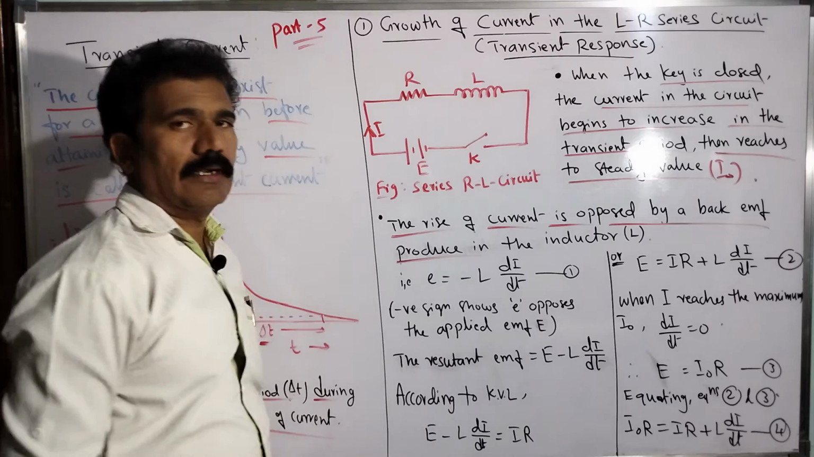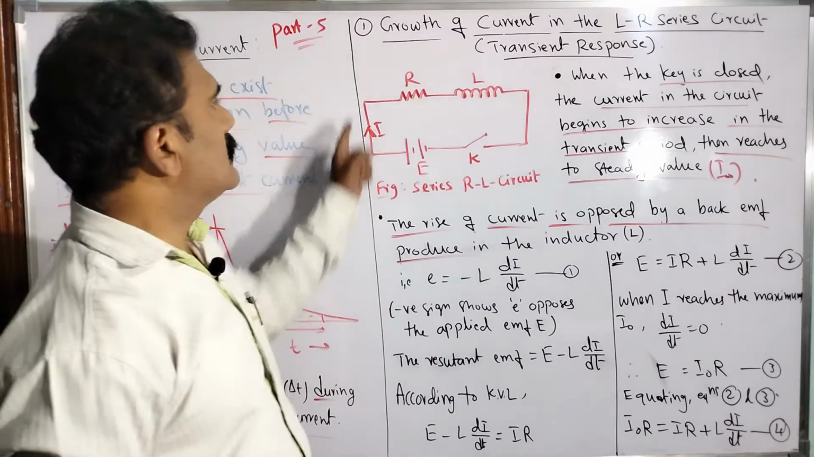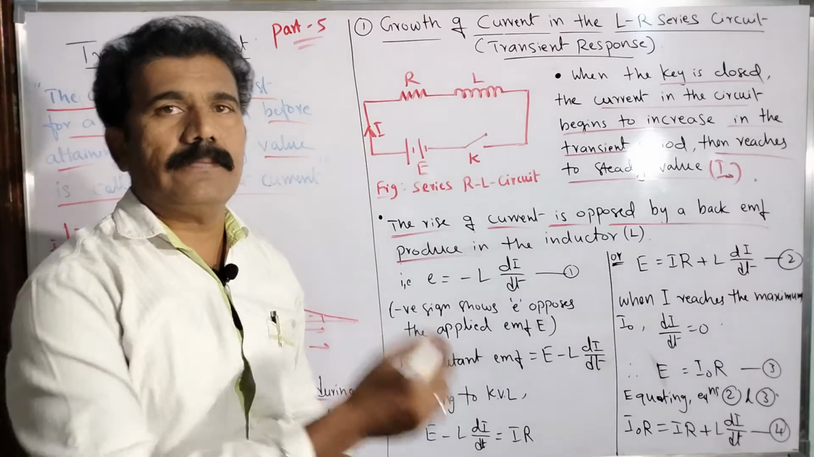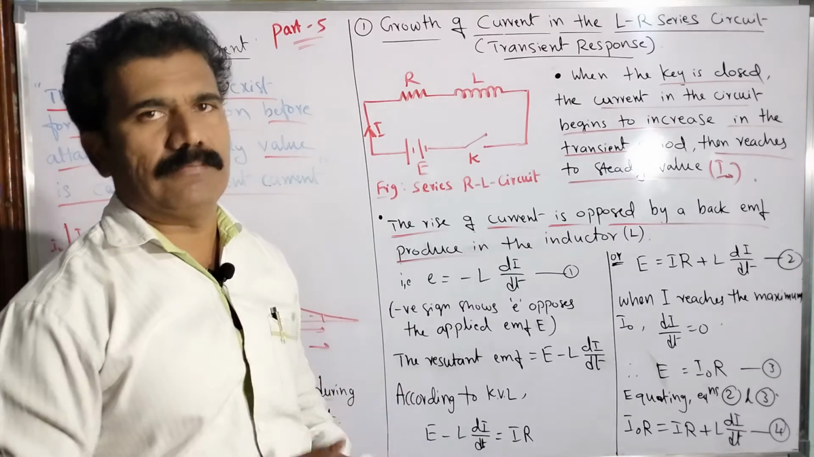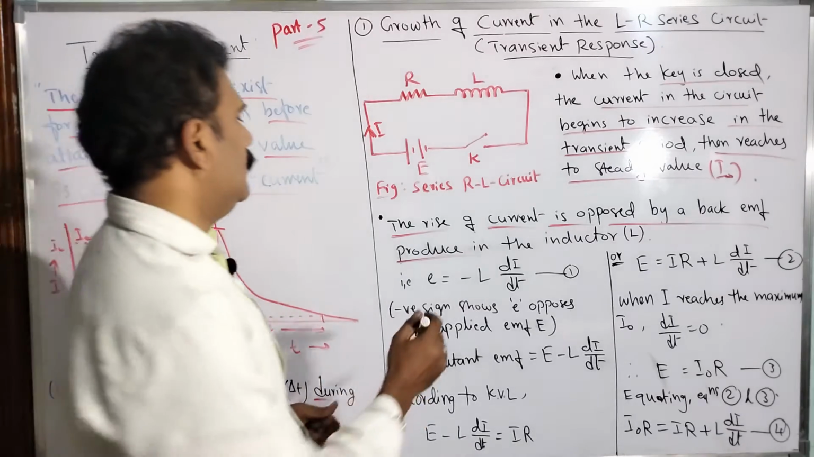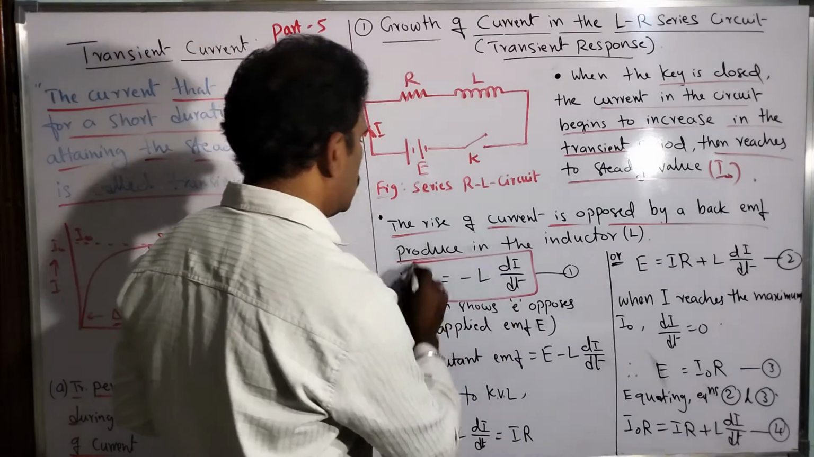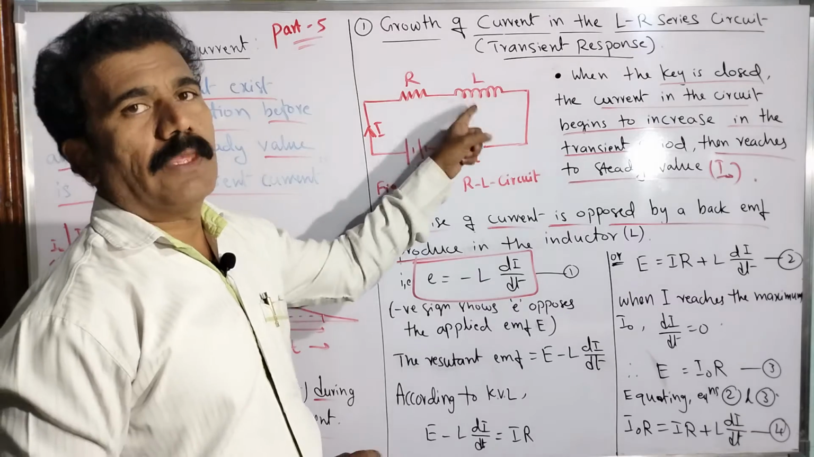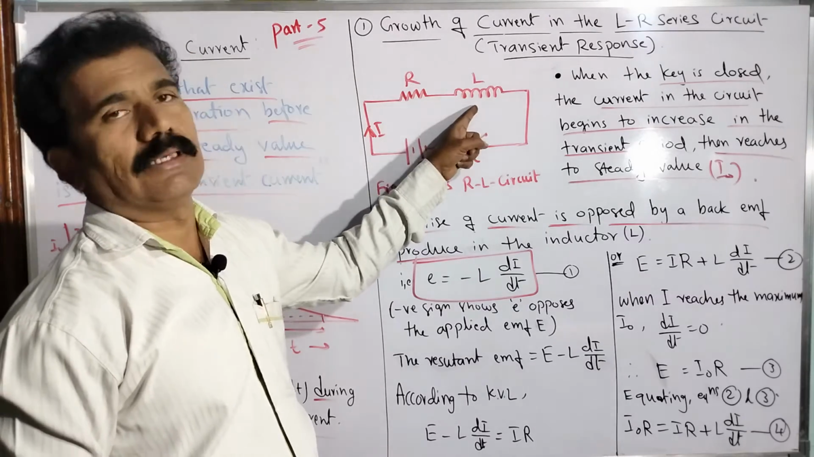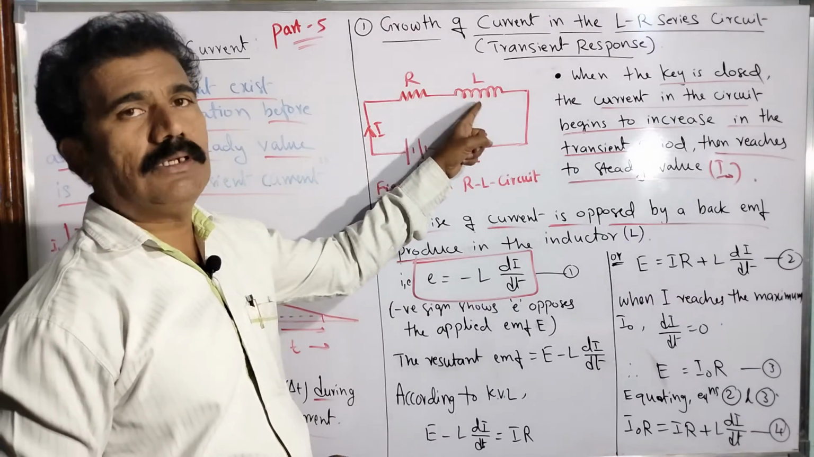You have to observe that here, according to Faraday's law, this rise of the current is opposed by some induced EMF. What is that induced EMF called? It is called back EMF also. It is given by E is equal to minus L into di by dt. Because there is an inductor here, a back EMF is produced in the inductor, not in the resistor.